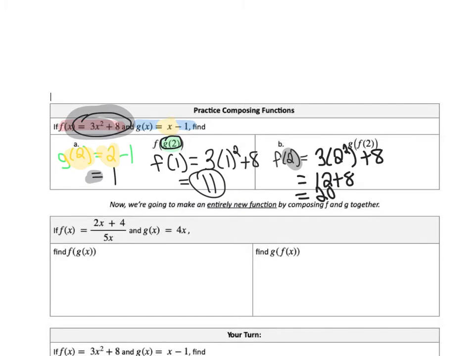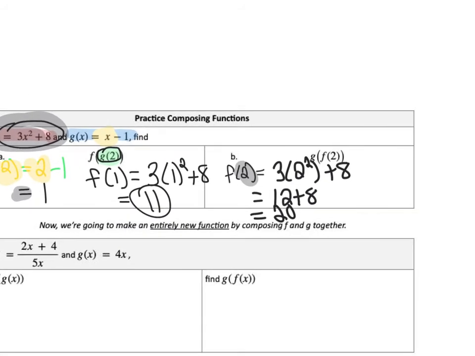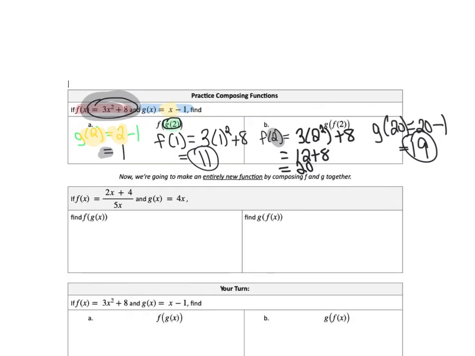So now I know what f of 2 is, so now I'm going to compose that with my function g, and I'm going to say g of f of 2, so I'm going to say g of 20. Well, g of x is x minus 1, so I'm going to have 20 minus 1, which is 19. So we always start with our innermost function first and work our way out with our substitution.